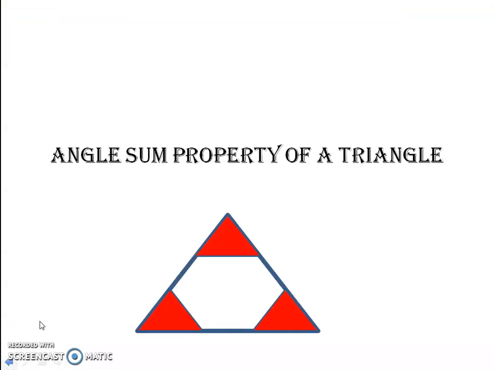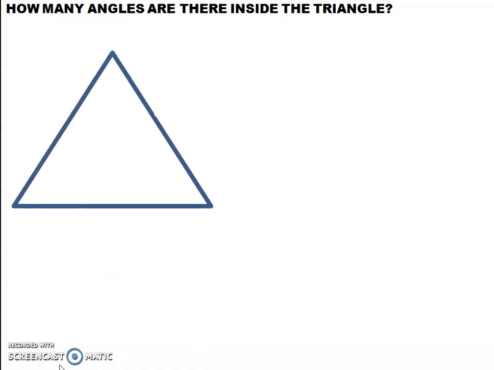How many angles are there inside the triangle? Let's see the previous figure. 1, 2, 3 angles. That is why the name triangle. Tri means 3. So a polygon having 3 closed angles is known as a triangle. Now, here the answer is 3. This is the triangle. This is the first angle, second angle and third angle.